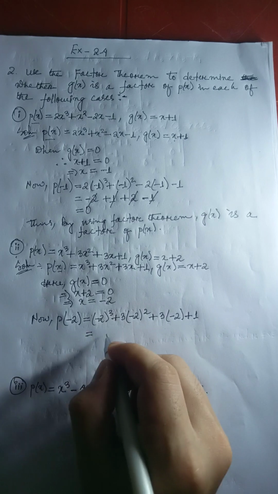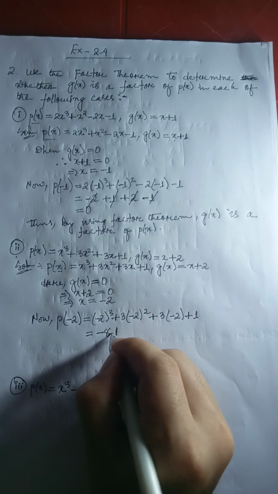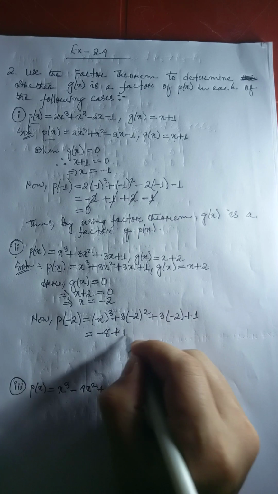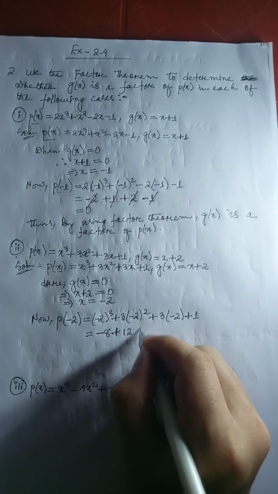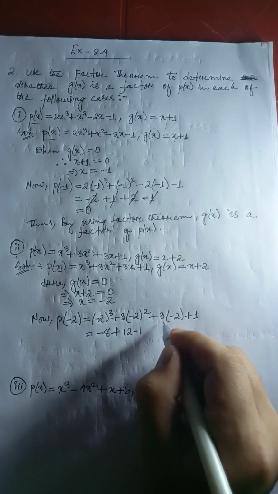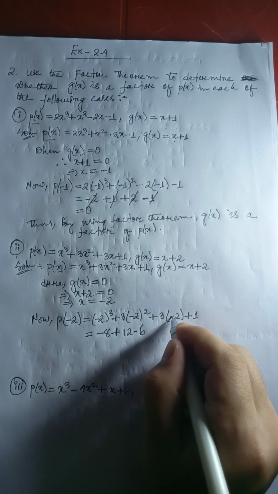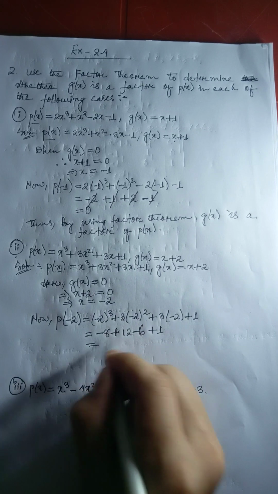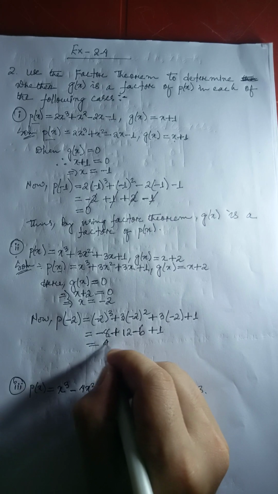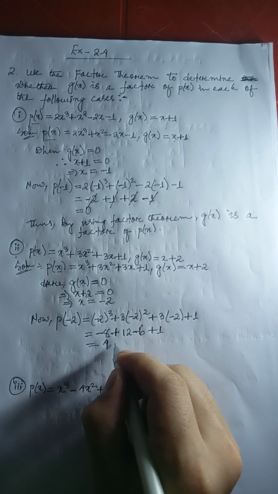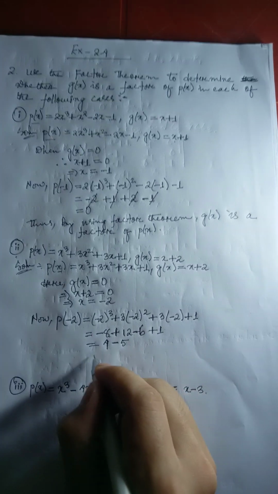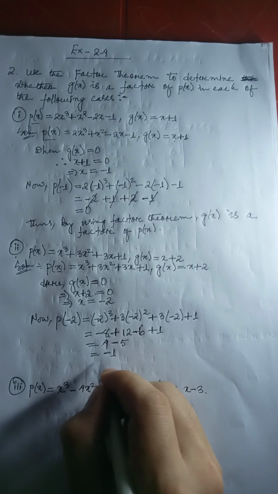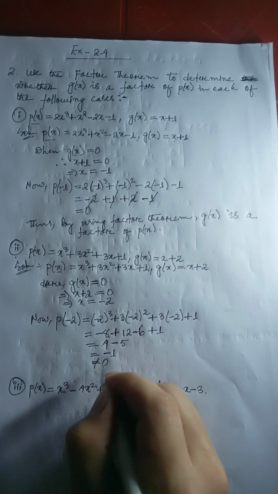Now minus 2 cube will give you minus 8. Here it will be 3 times minus 2 square. Minus 2 square will give you 4. If you multiply 3 into 4, then it will give you 12. 3 times minus 2 will give you minus 6. Plus 1. Minus 8 plus 12 will give you 4, and minus 6 plus 1 will give you minus 5. And after that, plus 4 minus 5 will give you minus 1. And minus 1 is not equal to 0.